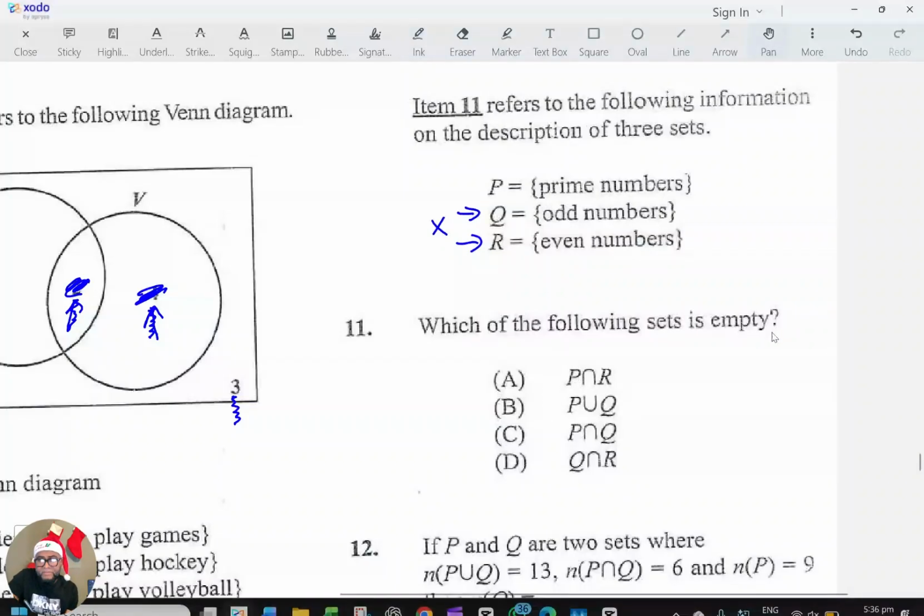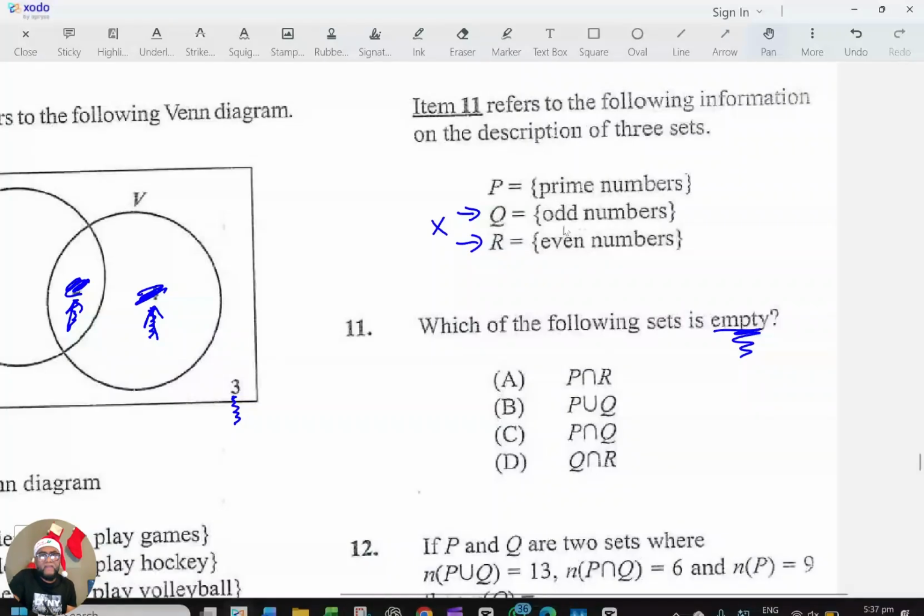They said empty set means there are no elements in it. So P intersect R: yes, they are prime, and there is a prime number that is even, so it has an element in it. So this can't hold. Then P union R, obviously not, because union will be all the elements in the set. Then P intersect Q: yes, there are a lot of numbers that are prime and odd.